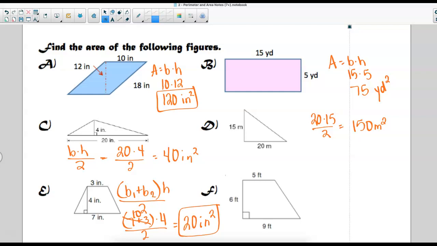If your calculator has a parenthesis button, sure, you can use that. But you have to make sure and put them there. Okay, to me, it's easier just to do the adding first, right?